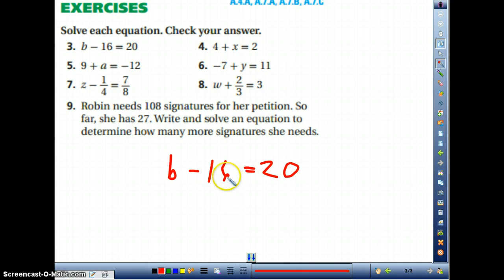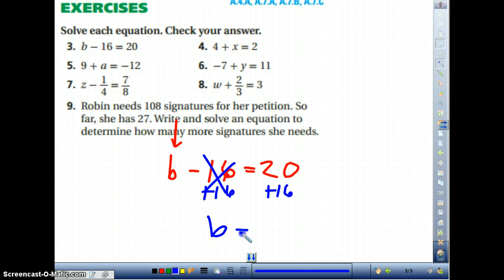Ooh, this program does not like my old computer. I want to solve for b. How do I undo subtraction by 16? I'm going to add 16 to both sides. And what I do to one side, I must do to the other. These cancel each other out, and I'm left with b equals what? That's right, 36. So b equals 36.